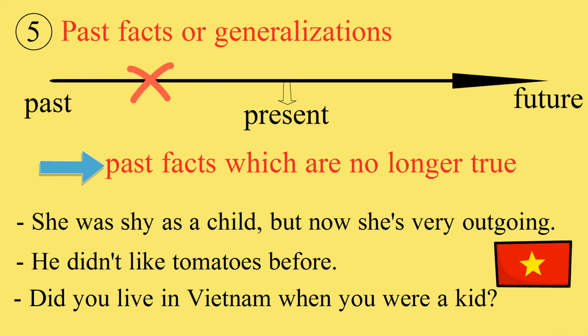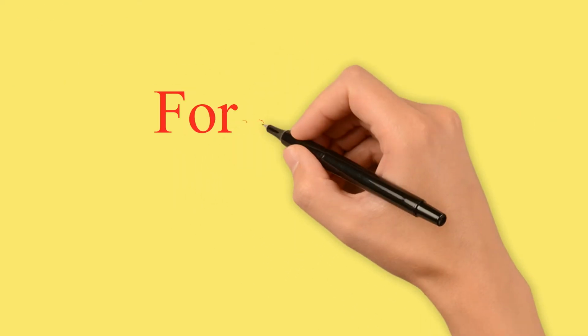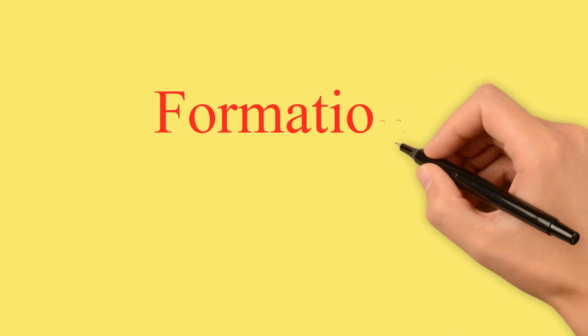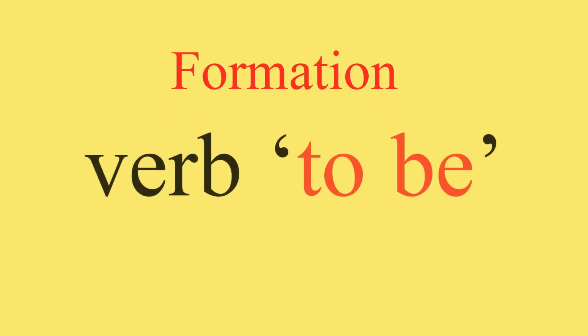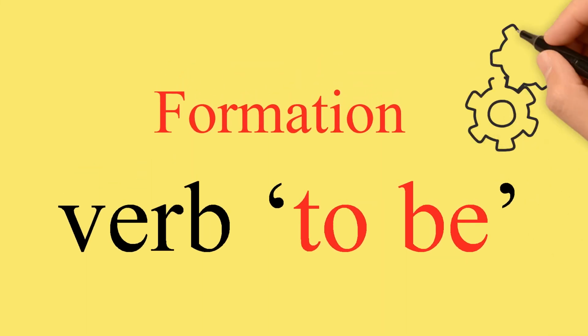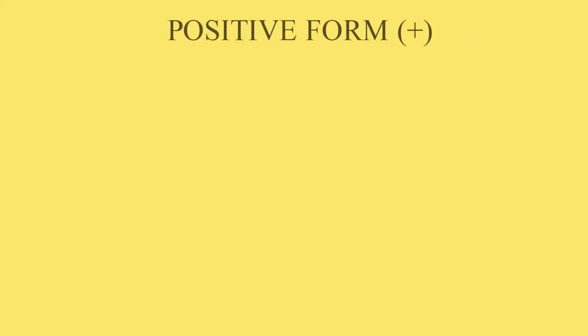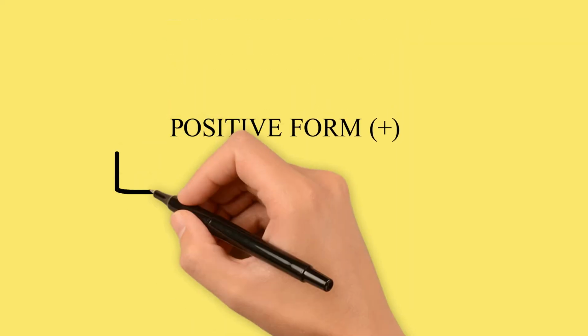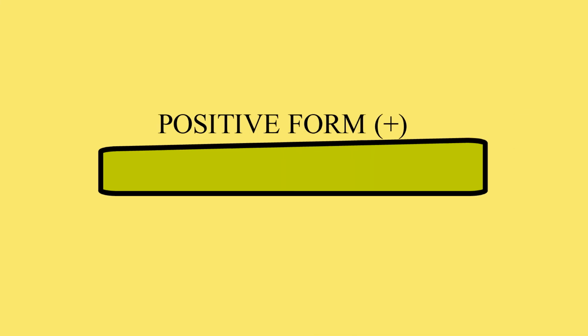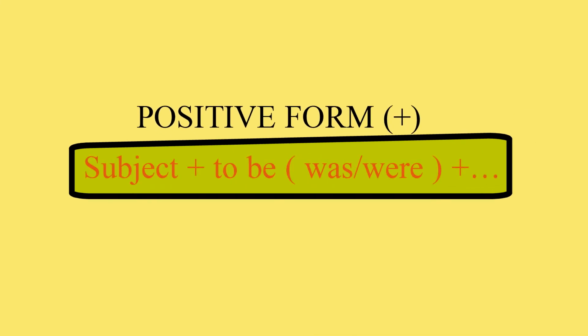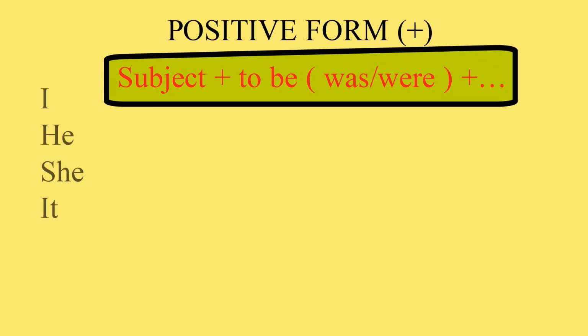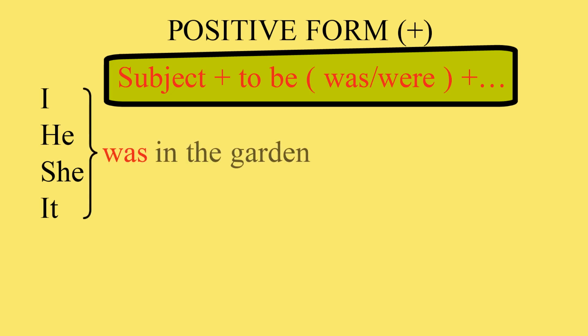Formation. Using the verb to be in the simple past tense. Positive form. Subject plus to be, was or were, plus. I, he, she, it was in the garden. We, you, they were in the garden.